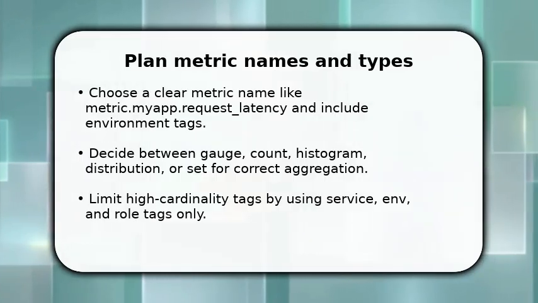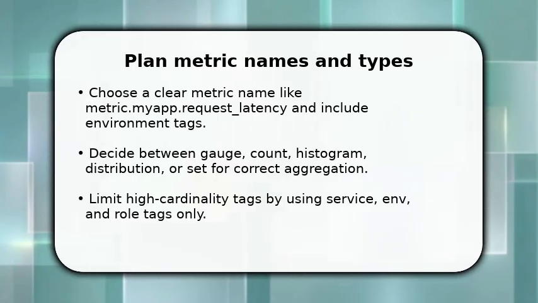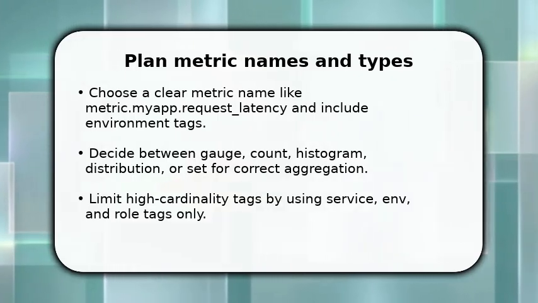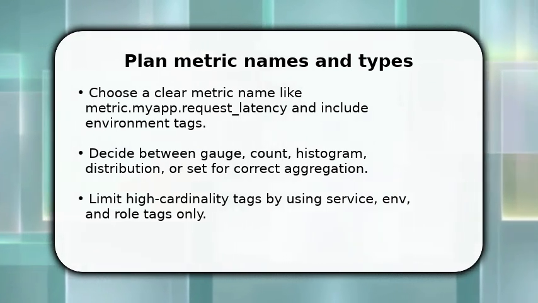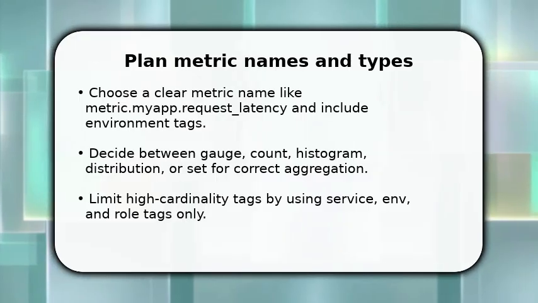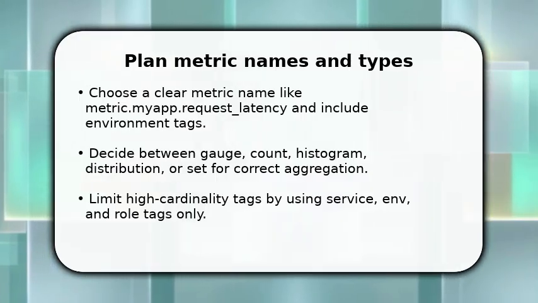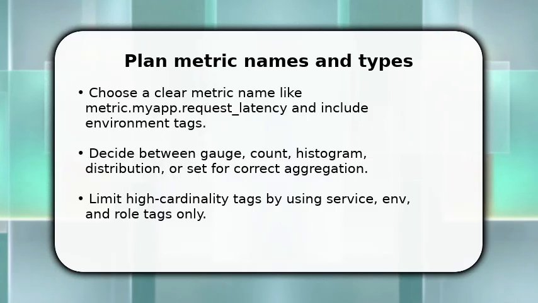Limit high cardinality tags by using service, env, and role tags only. Avoid user ID or request ID as tags to prevent cardinality explosions. Document the metric purpose, unit, and expected ranges before implementation begins.